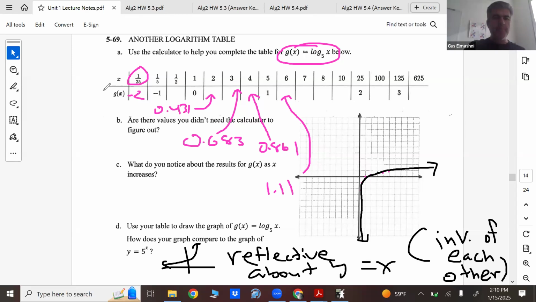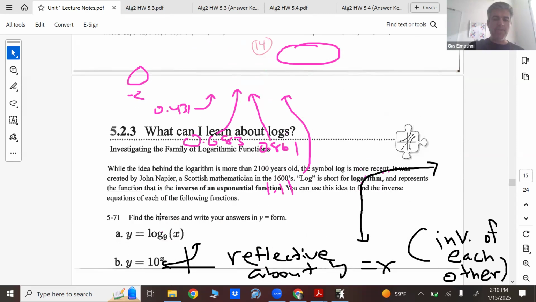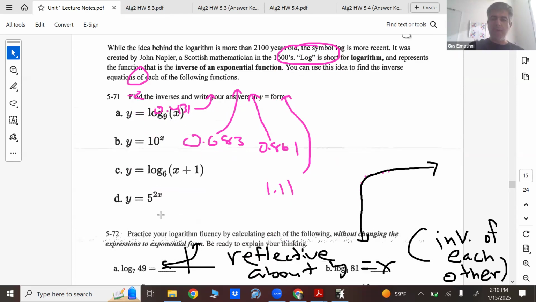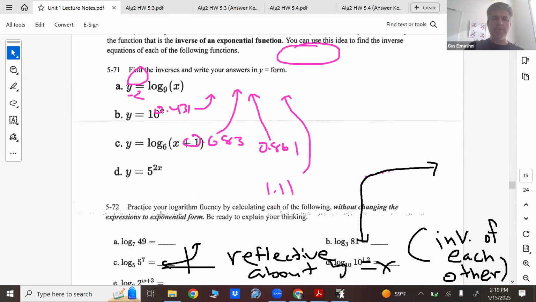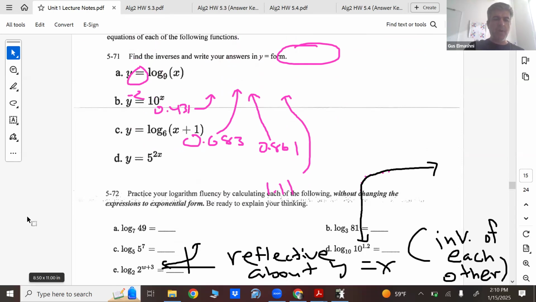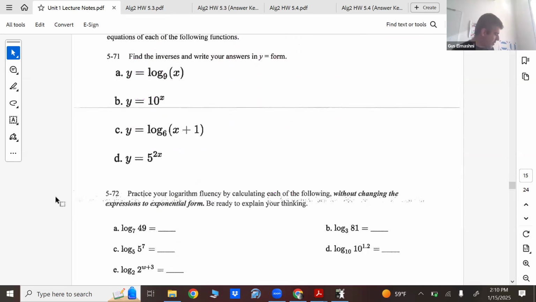All right, let's do the next page. So we got about maybe 5 to 10 more minutes. Then we're done. You guys can work on homework. All right. So for 571, and I'll need to charge my laptop so it doesn't die on us. For 571, you're asked to find the inverse and then isolate y.